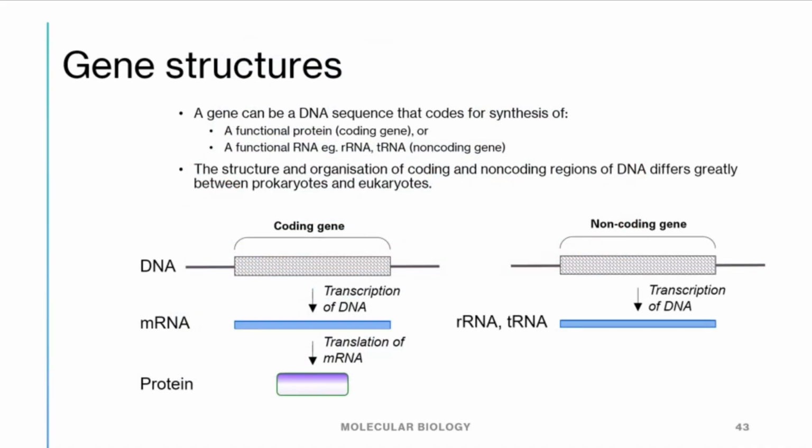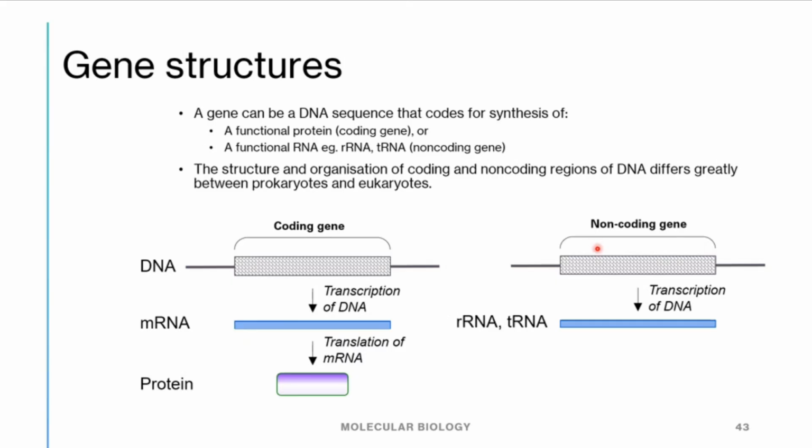Now, we have always been talking about the word gene, right? A gene is basically a DNA sequence that codes either the synthesis of a functional protein, in this case, the coding gene gets transcribed into RNA, and then gets translated into protein. Or it can also be coding for a functional RNA, for example, rRNA or tRNA. Okay, and these are essentially non-coding genes. So coding genes code for proteins, and non-coding genes don't code for proteins.